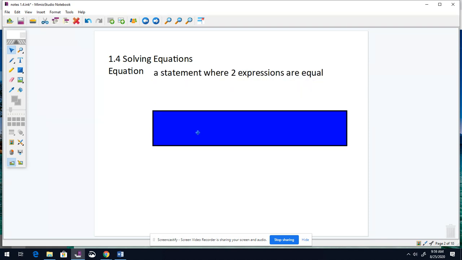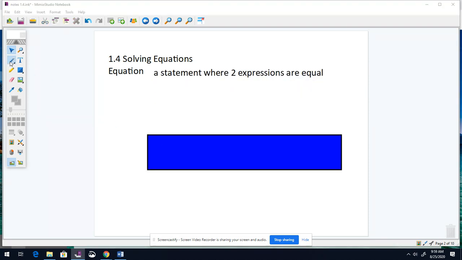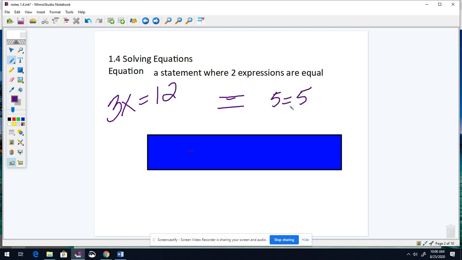An equation is anything that has an equal sign, essentially. Any statement where you have an equal sign. It can have letters, it can have numbers. It can be something like 3x equals 12, or it can be just something like 5 equals 5. It can be a plus b equals c. As long as you have an equal sign, it is an equation.